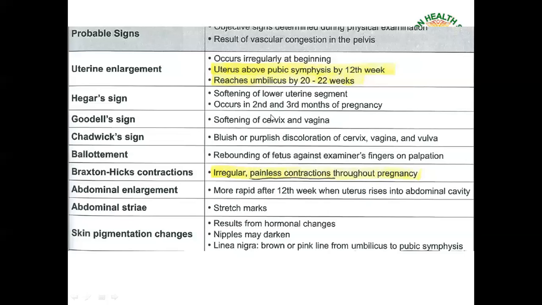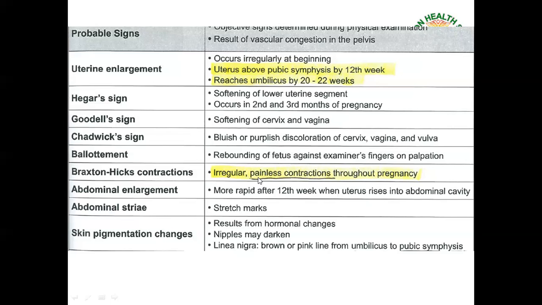The other sign is called Chadwick sign. This is the bluish or purple discoloration of the cervix. And another sign is called ballottement. It is rebounding of the fetus, again on palpation by the examiner's fingers.